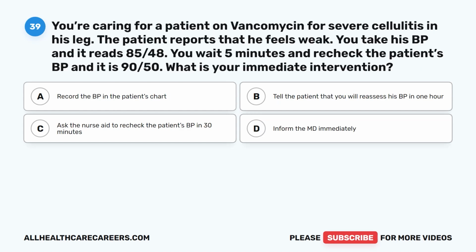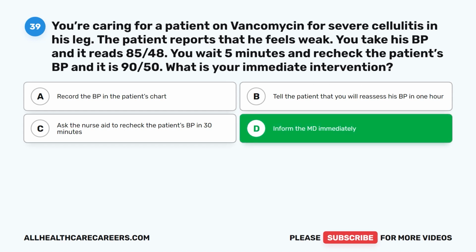Question 39. You're caring for a patient on vancomycin for severe cellulitis in his leg. The patient reports that he feels weak. You take his BP and it reads 85/48. You wait 5 minutes and recheck the patient's BP and it is 90/50. What is your immediate intervention? A. Record the BP in the patient's chart. B. Tell the patient that you will reassess his BP in 1 hour. C. Ask the nurse aide to recheck the patient's BP in 30 minutes. D. Inform the MD immediately.